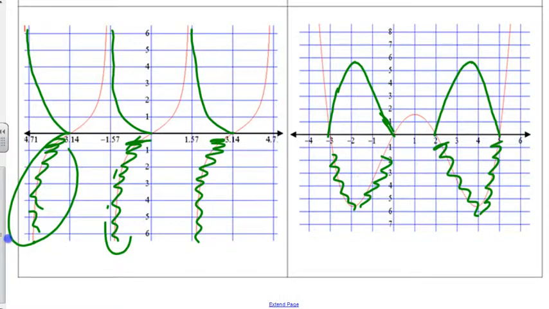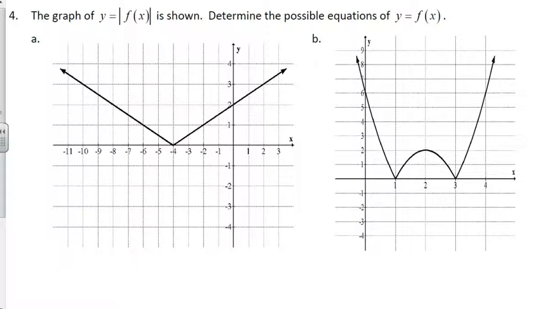All right. Moving on. The graph of y equals the absolute value of f of x is shown. Determine the possible equations of f. In other words, what might we have started with to give us this as an absolute value graph? So you could say, well, this part here might have been below. Or this part here might have been below. Okay, so we're just going to do this one at a time.